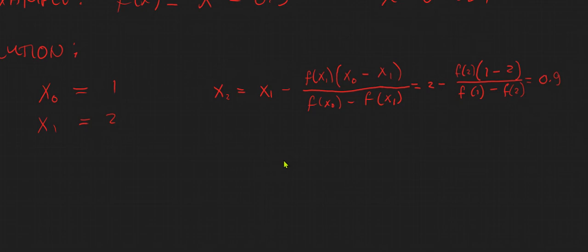So after that, we can now proceed again to our next value, x3. So our new xn now will be the last xn plus 1, which is x2. So instead of x1 now, this will be x2 minus f of x2 times our x0 becomes x1.